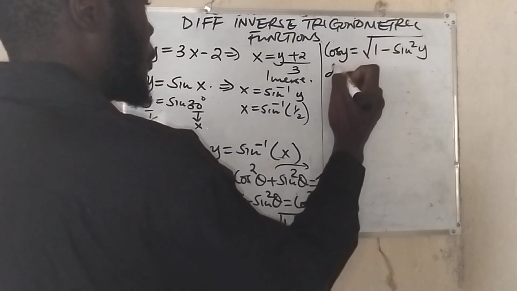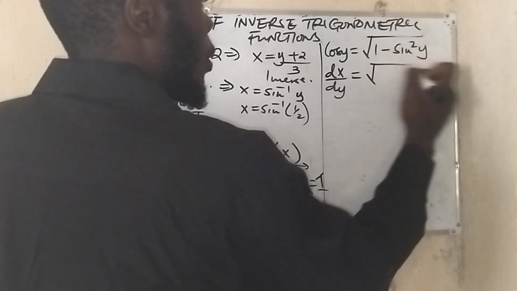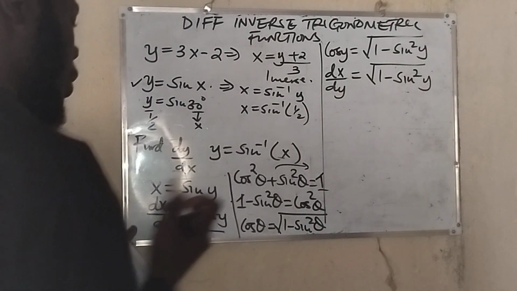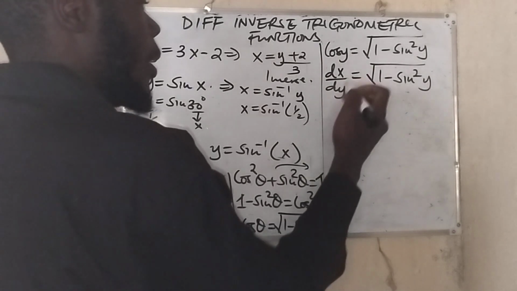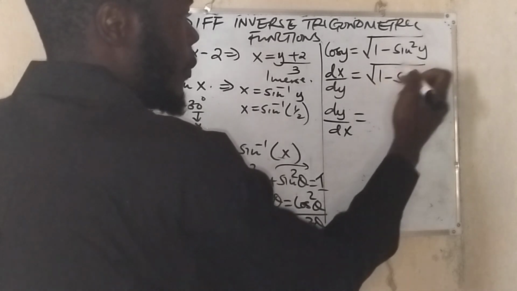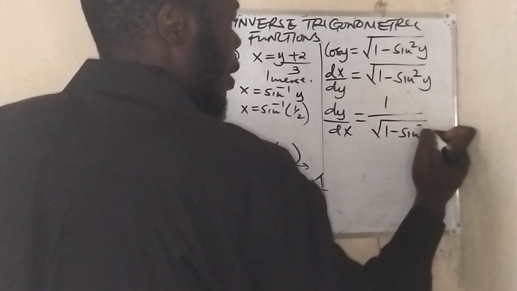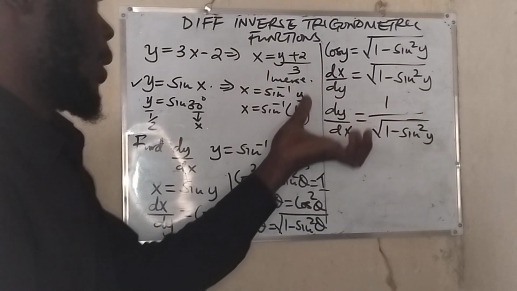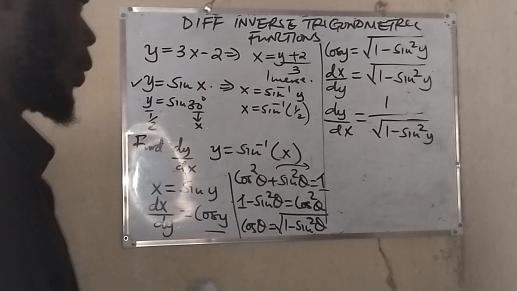So we have dx dy equals the square root of 1 minus the sine squared of y. We want dy dx, and we have dx dy, so we take the inverse on both sides. We have dy dx equals 1 over the square root of 1 minus the sine squared of y. You just get the reciprocal on both sides, so that we have dy dx, which we want.